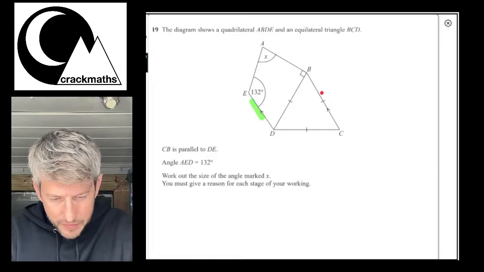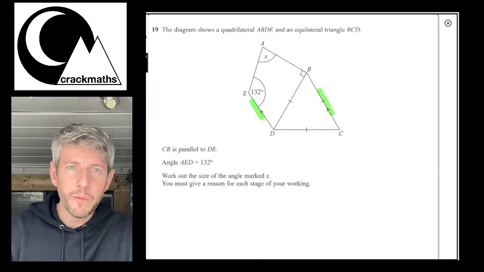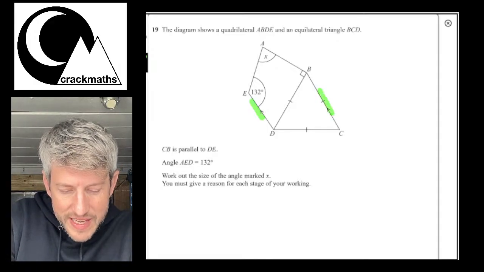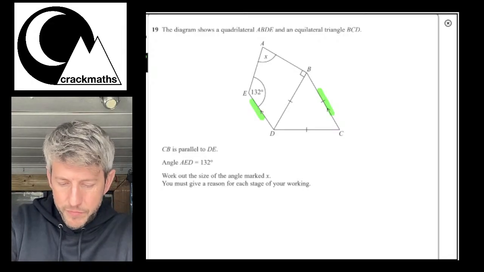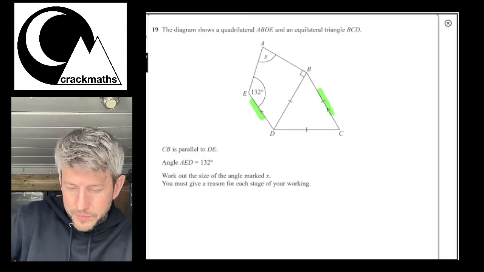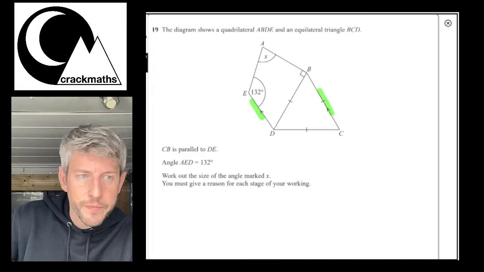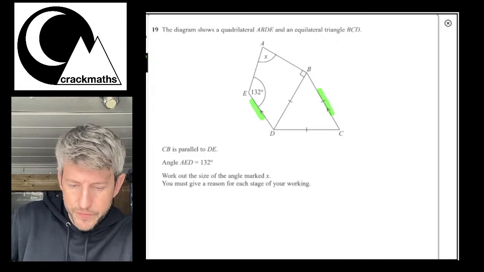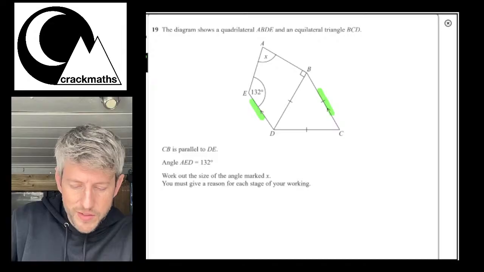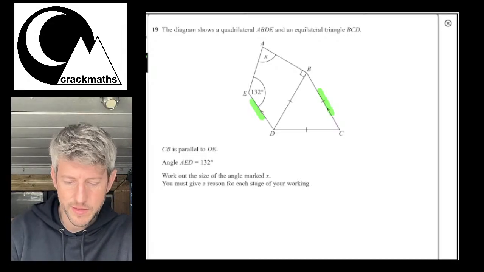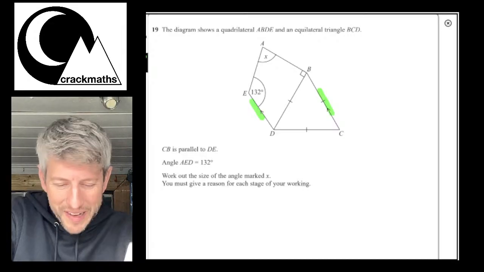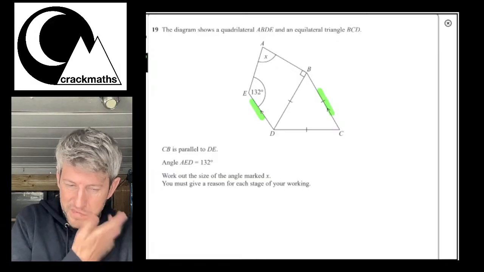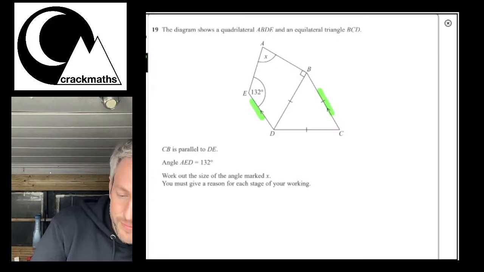That line and this line are parallel. Okay, we can see that by these little arrows that they've given. And then angle AED is 132 degrees. Work out the size of the angle marked X. Okay, right. Okay.